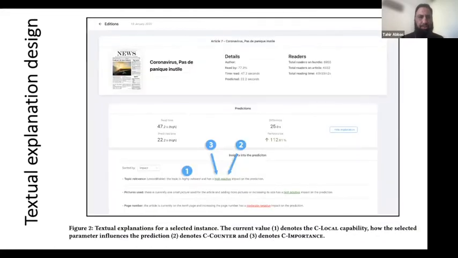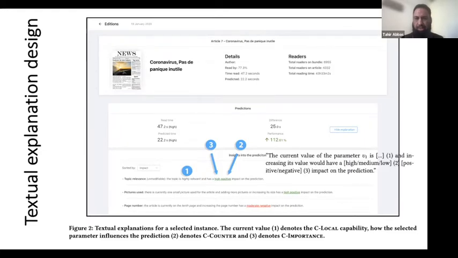And in the textual explanation design, they just added the textual explanation, like the current value that the user can see, like the topic is highly relevant, denotes the C local capability, and how the selected parameter influences the prediction denotes the C counter and C importance. They use this template that you can see on the screen right now.